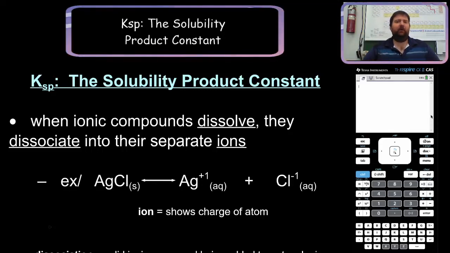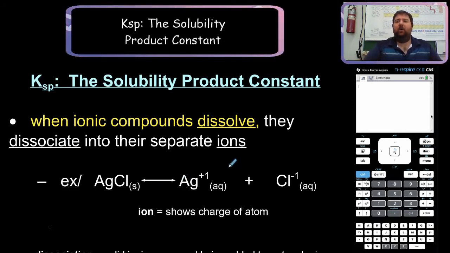Today we're going to be looking at a topic in Chemistry 30 about the solubility product constant, or Ksp. We've already learned a few things that are going to be helpful here, specifically about the equilibrium constant expression, Keq. Ksp is going to be a little bit different because it deals with when ionic compounds are actually dissolving. And that's the key difference here.